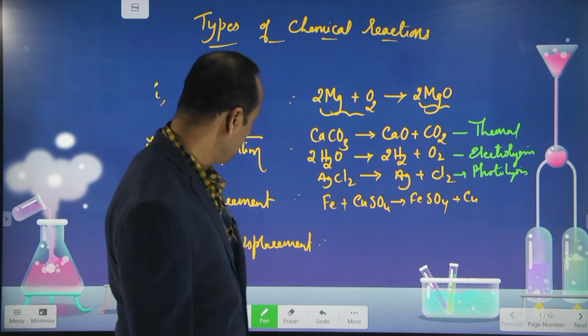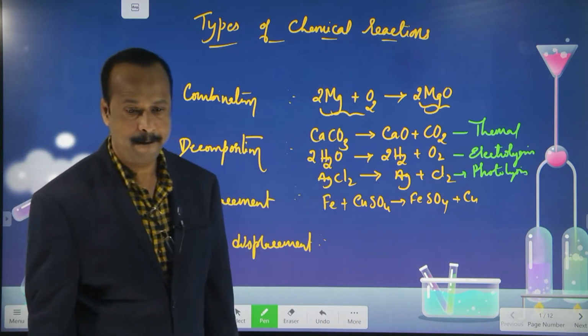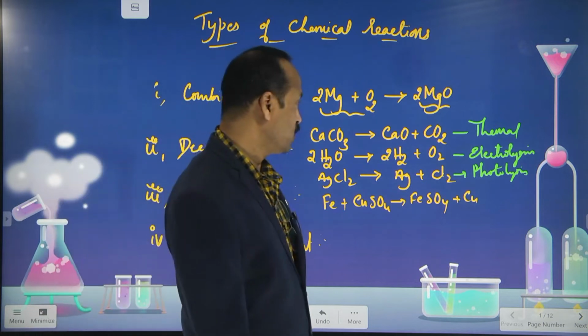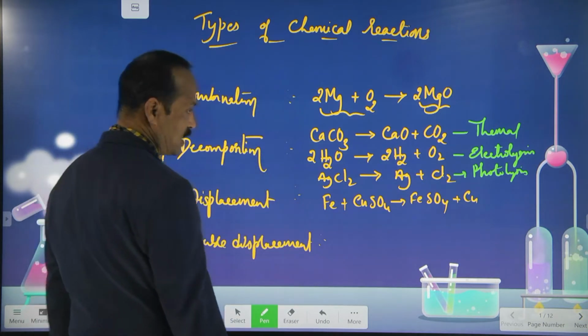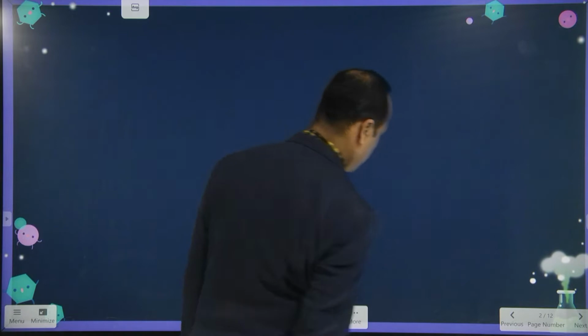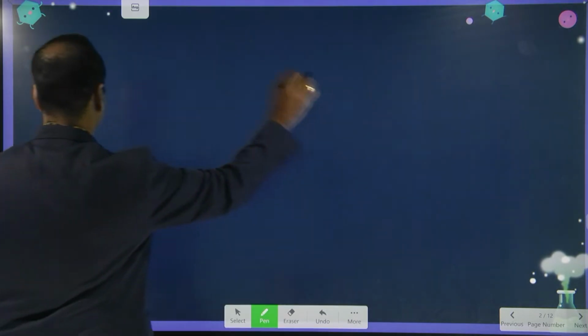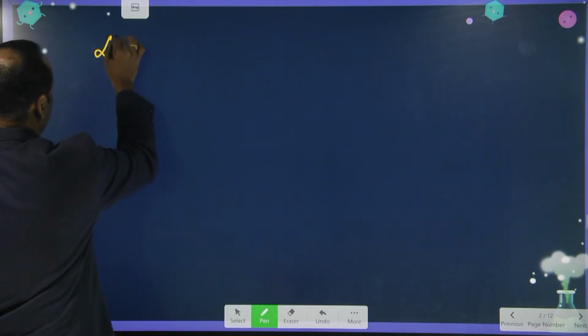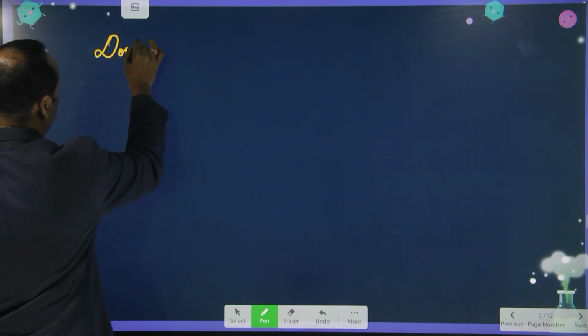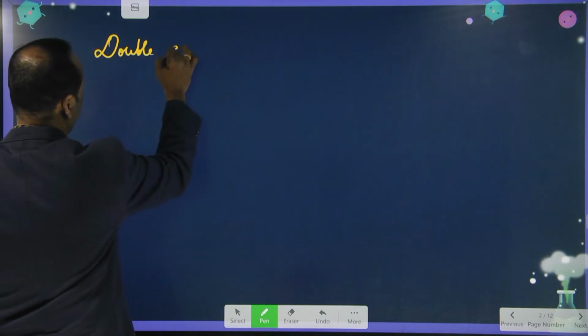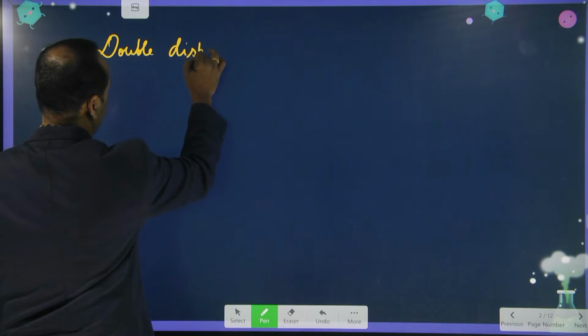Did we discuss the double displacement reaction? No. So the fourth one today. Now let us discuss the fourth reaction, that is the double displacement reaction. So see now, write the definition. Double displacement reaction.